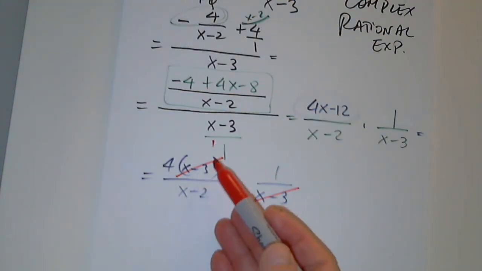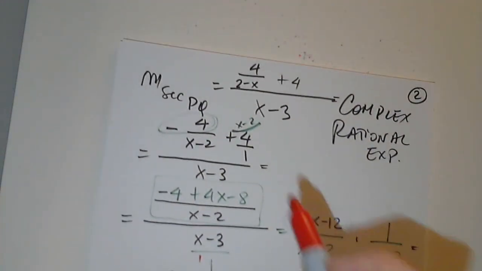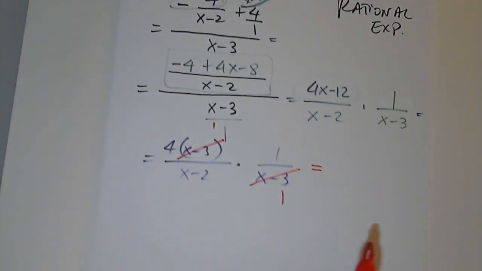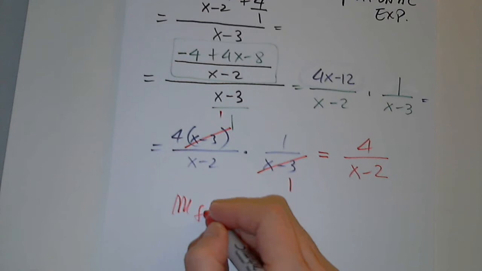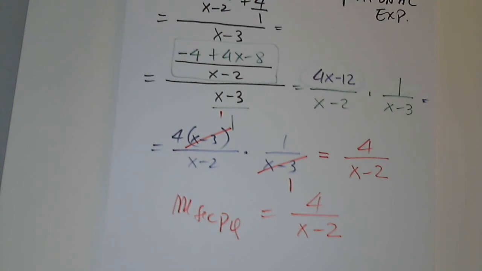So put x minus 3 divided by x minus 3 is 1. And the simplified form of the slope of the secant line is 4 over x minus 2. So the slope of the secant line PQ is 4 over x minus 2. I'm going to copy here the coordinates of point P, 3, negative 4.